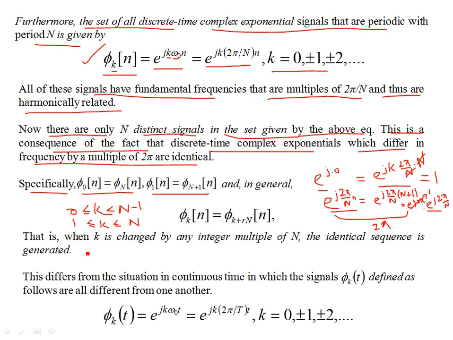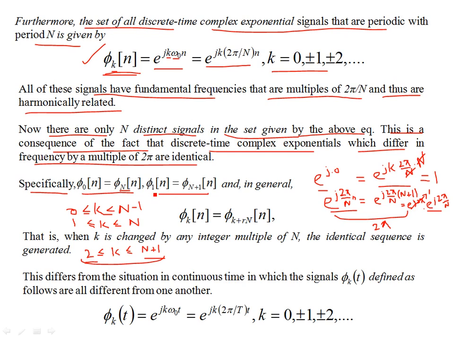For example, if you have to start with 2, then that will be k from 2 to capital N plus 1. Because if you substitute k equal to 2 in this complex exponential sequence and then compare it with N plus 2, there will be repetition. So it suffices to consider the range k equal to 2 to N plus 1, or k varying from 0 to N minus 1, because 0 and N are the same.